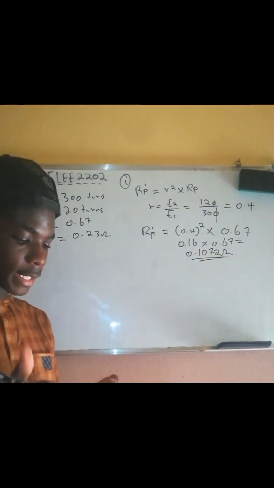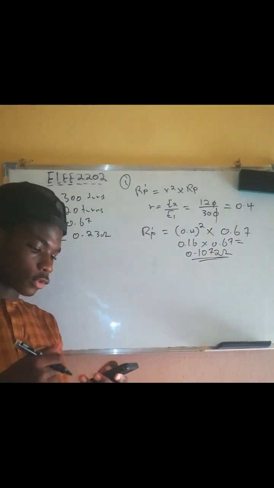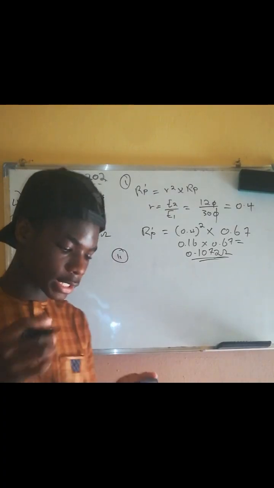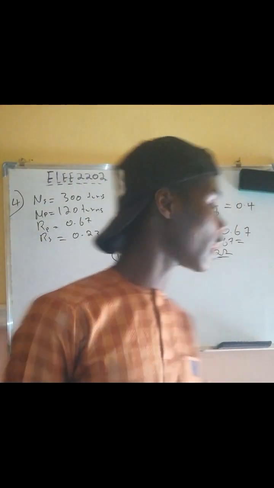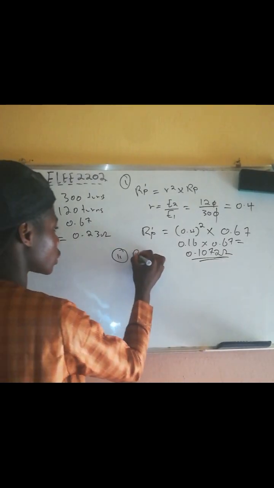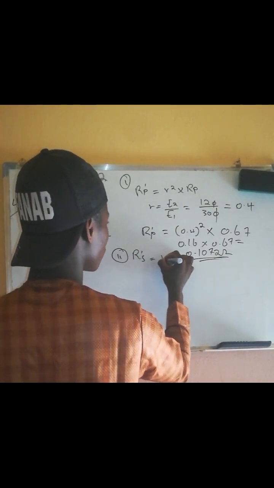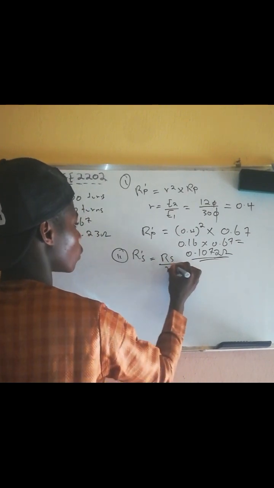So therefore the first question that we are asked is to find the equivalent resistance of the primary referred to the secondary. The second says that we are to find the secondary resistance referred to the primary. So I think we can use the relation of Rs prime, which will be equal to Rs over R square.